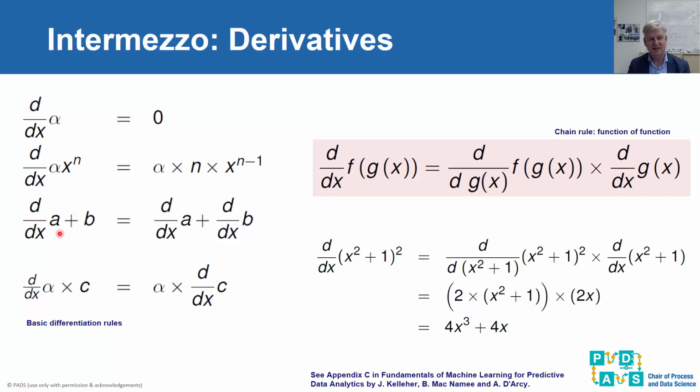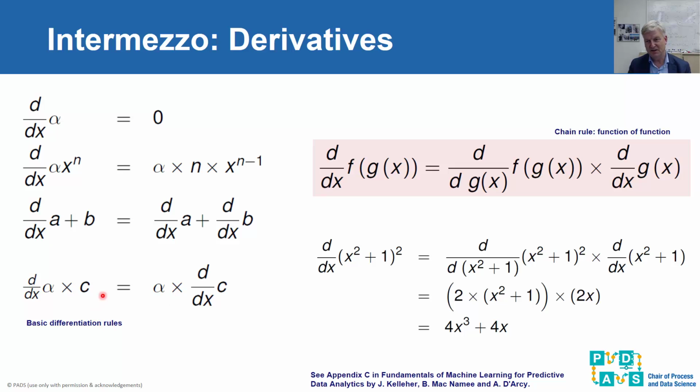If we take the derivative of a sum of two things, we can simply split it. If c is a function that includes a variable x, then the derivative of some constant multiplied by such a function, again depending on x, looks like this. So these are the basic rules.